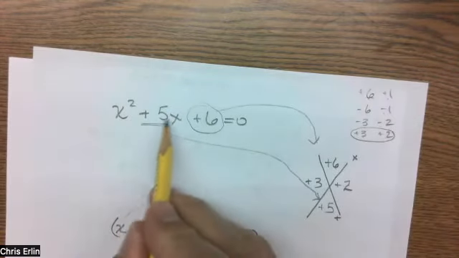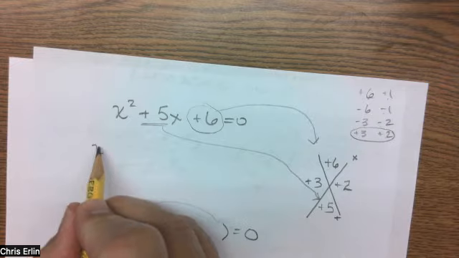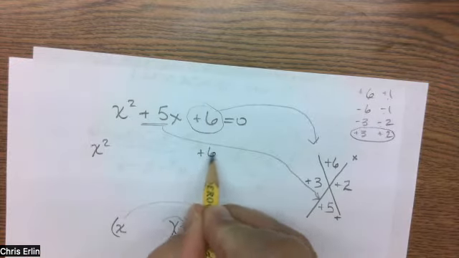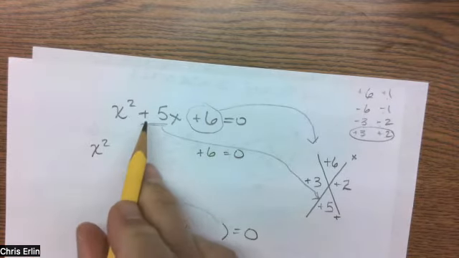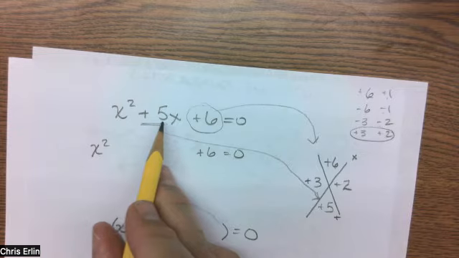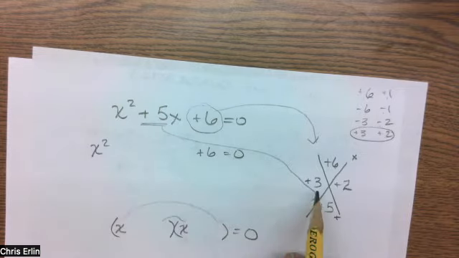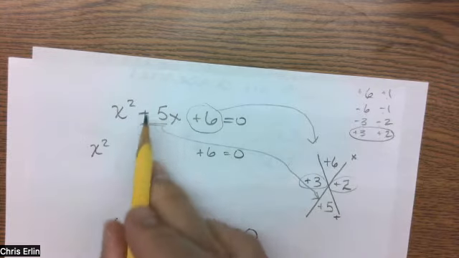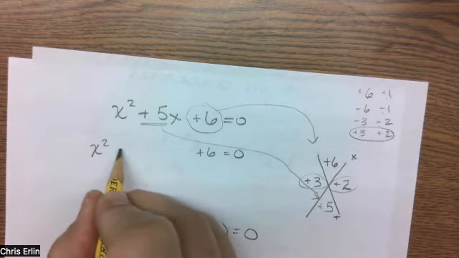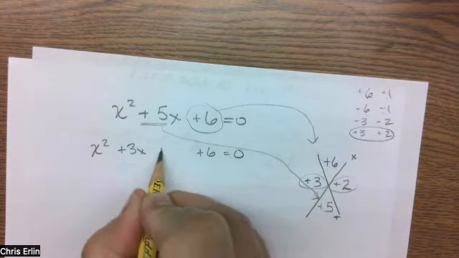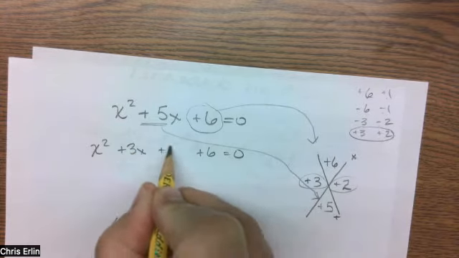Well, now we're going backwards. So we need to take this middle term and break it up into 2 parts. And we want those 2 parts to be a specific 2. Sure, I could call this plus 4x and plus 1x, or plus 7x and minus 2x, but I'm going to choose to use these. That's what the diamond's for, it tells me how to break this thing up. So I'm going to break this up into plus 3x and plus 2x, because that's what I got here.